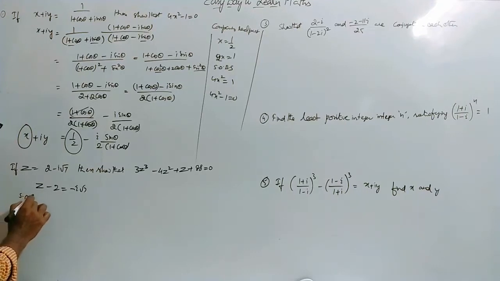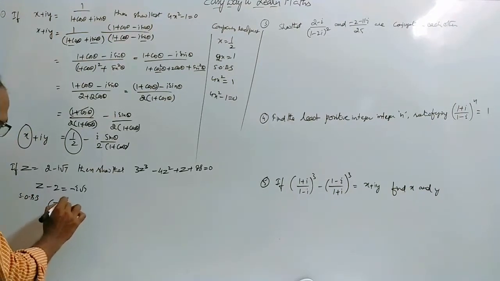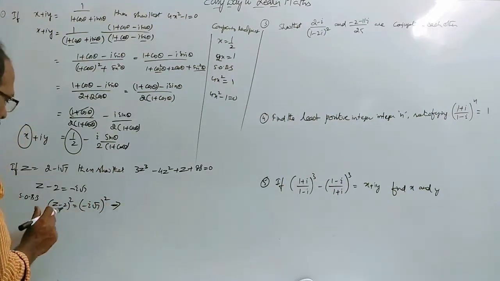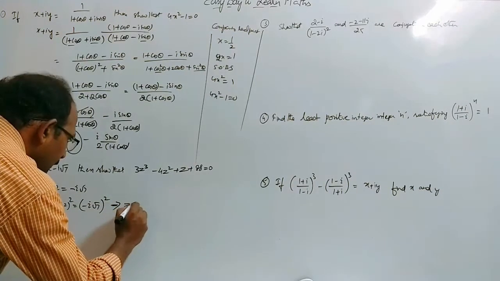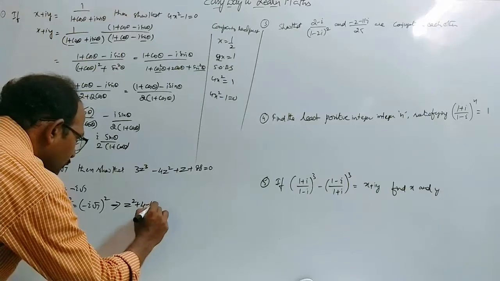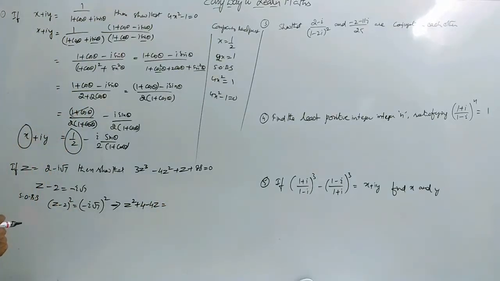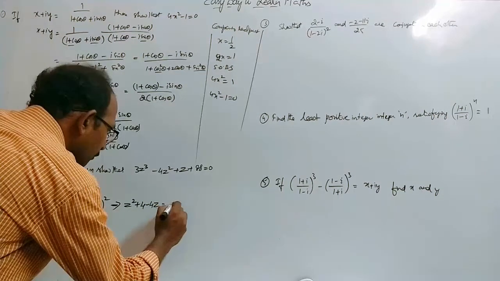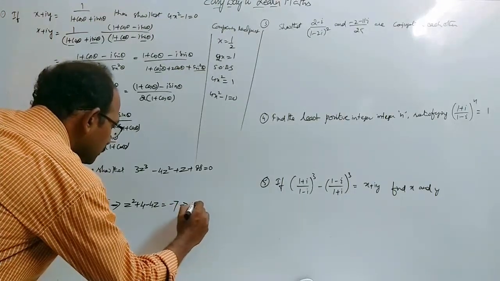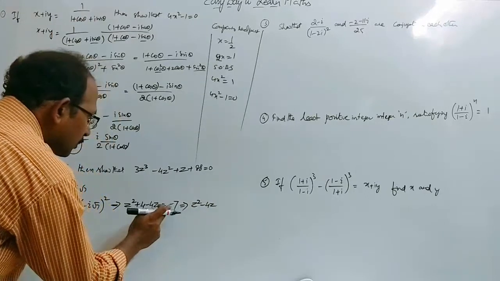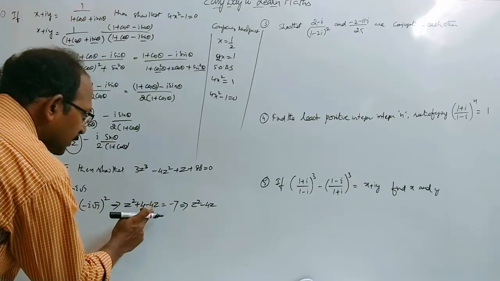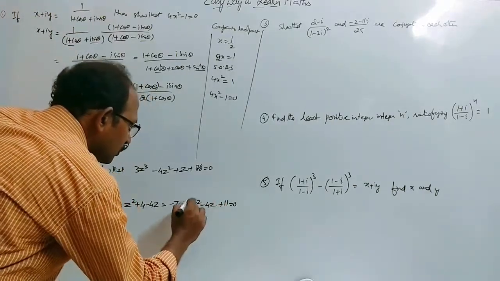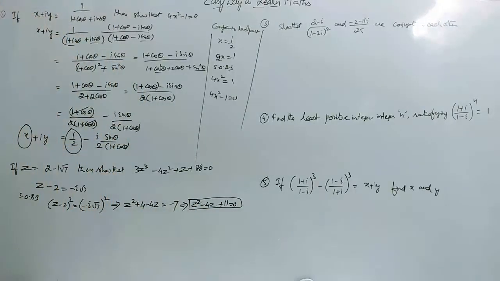Now squaring on both sides implies (z minus 2) whole square is equal to (minus i root 7) whole square. That implies, by the (a minus b) whole square formula, z square plus 4 minus 4z is equal to minus whole square becomes plus 1, root 7 whole square becomes 7, i square becomes minus 1, therefore minus 7. That implies z square minus 4z minus 7, shifting to LHS it becomes plus 7, therefore 4 plus 7 is 11, plus 11 equal to 0. Now let us use this quadratic equation.